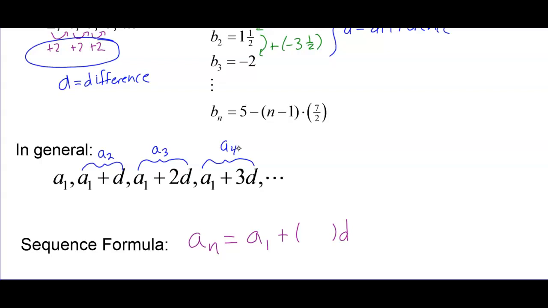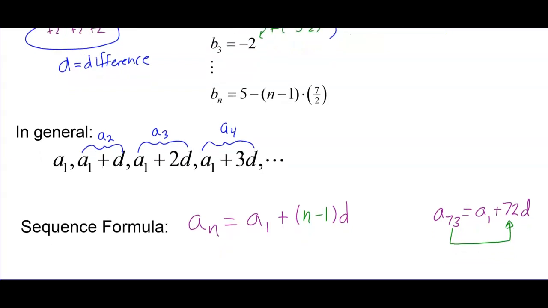When you were talking about the fourth term, you had a coefficient of 3. Third term had a coefficient of 2. Second term had a coefficient of 1. So if you just subtract 1 from whichever term you're on, then you can use that as the coefficient. So as an example, if you were trying to figure out the 73rd term, it would be a1 plus 72d. The important part that people tend to get wrong is this part here. You don't put a 73 in front of the d, you put 1 less than whatever the subscript is.